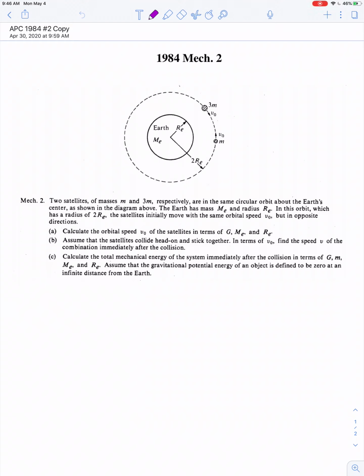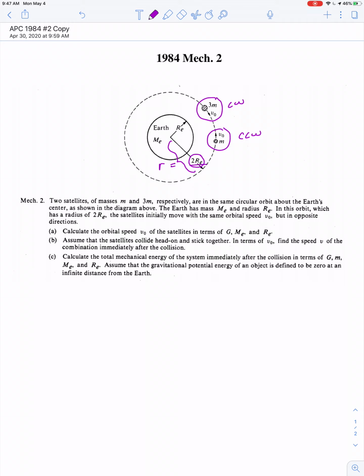Here's a problem from the AP Level C exam from 1984, problem number 2, and it's about satellite motion. You can see a satellite with a mass of 3m orbiting in a clockwise direction, and another mass of m orbiting counterclockwise with the same speed, and they orbit with a radius of 2 times the radius of the Earth, so lowercase r is equal to 2 times capital R.